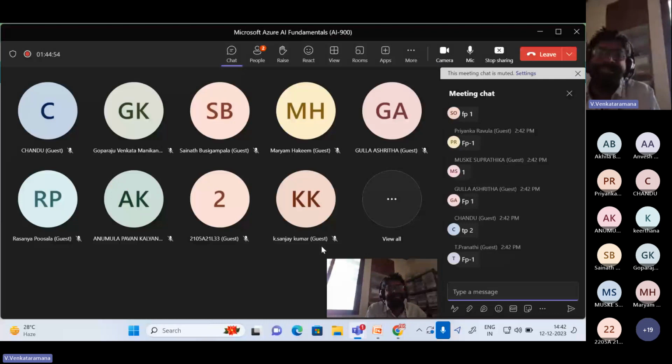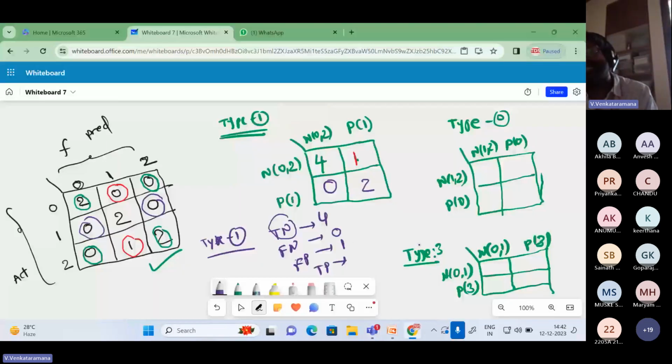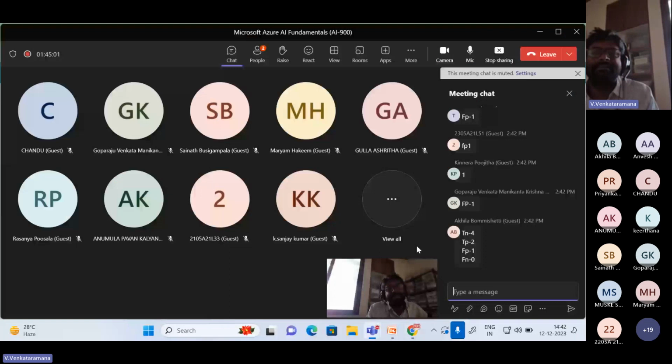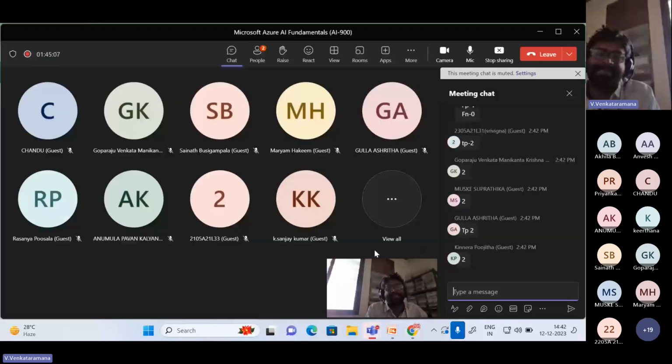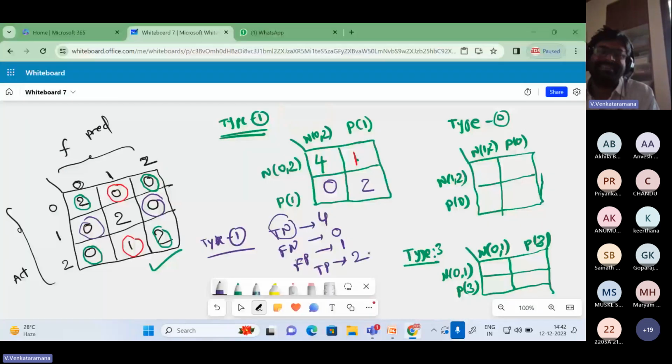And how many true positives are there? Predicting as a positive, and actually also positive. How many? So yes, right, it's the 2. So this type of questions may come.